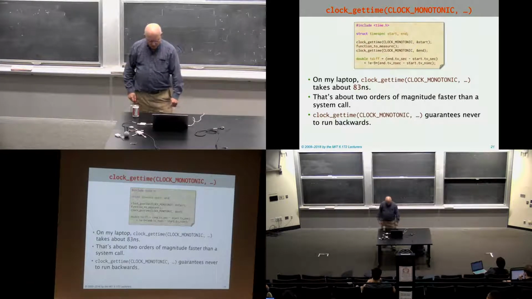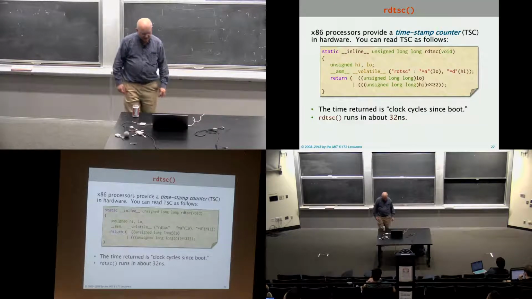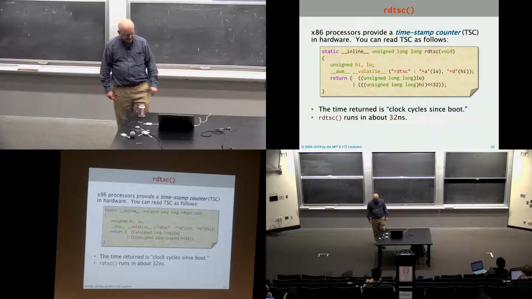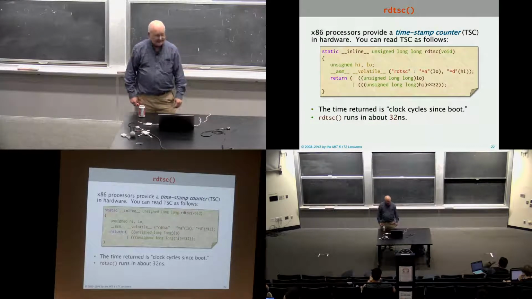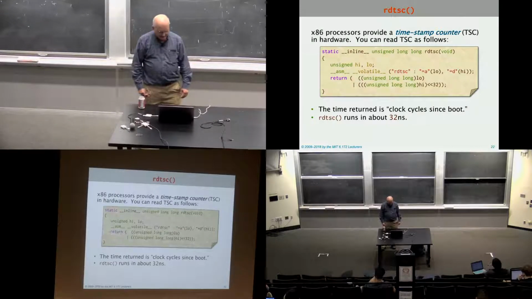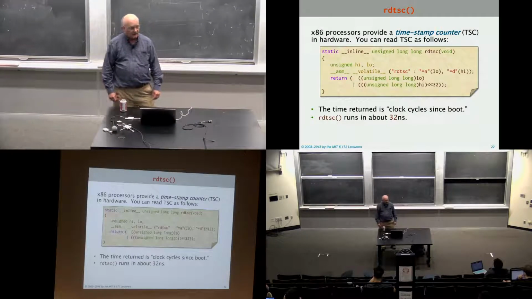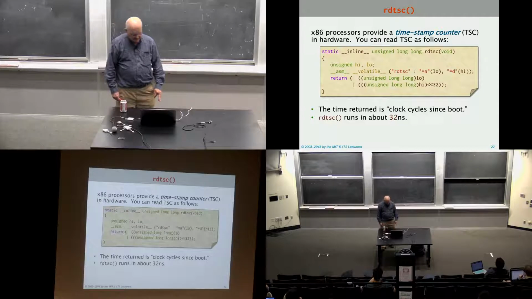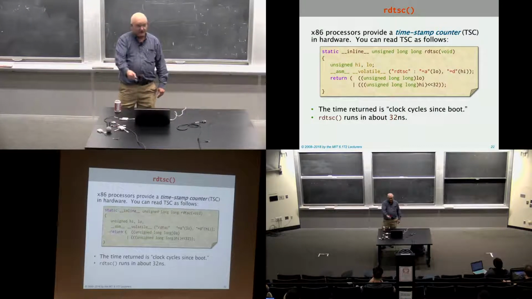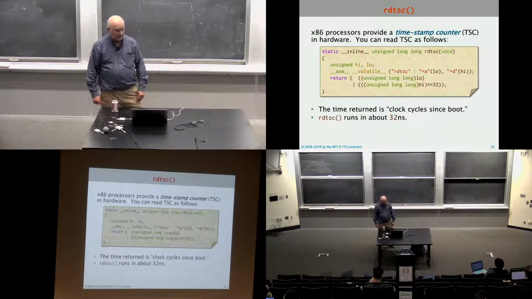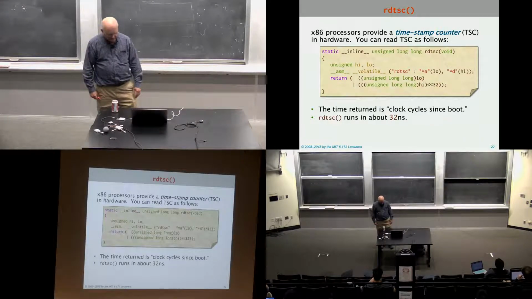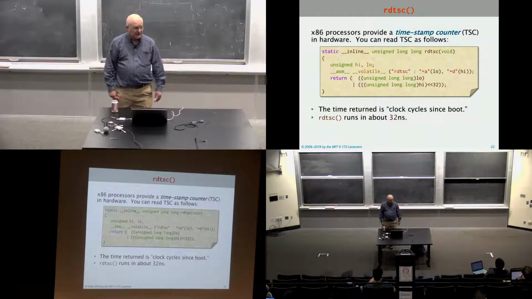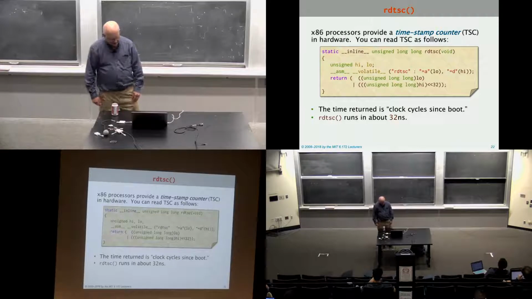A lot of people say, well, why don't I just read the cycle counter? That's actually cheaper. It runs in about 32 nanoseconds, and you can do it with the RDTSC, read timestamp counter instruction. You can do it yourself by using built-in assembly. It returns how many clock cycles since boot, and it runs in about 32 nanoseconds. But why not use this?